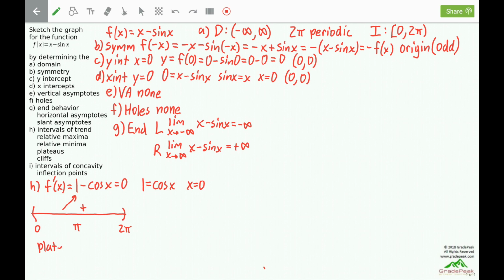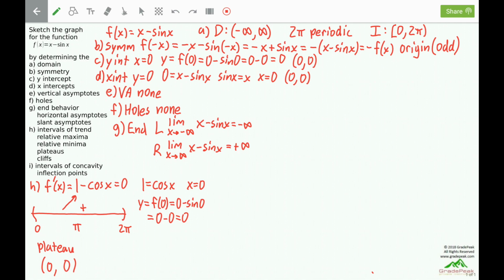So we will have a plateau at an x-coordinate of 0 and a corresponding y-coordinate that can be found by plugging the x-coordinate back into the original function. So y equals f of 0, which is 0 minus the sine of 0. Sine of 0 is 0. 0 minus 0 equals 0. So we have a corresponding y-coordinate of 0.